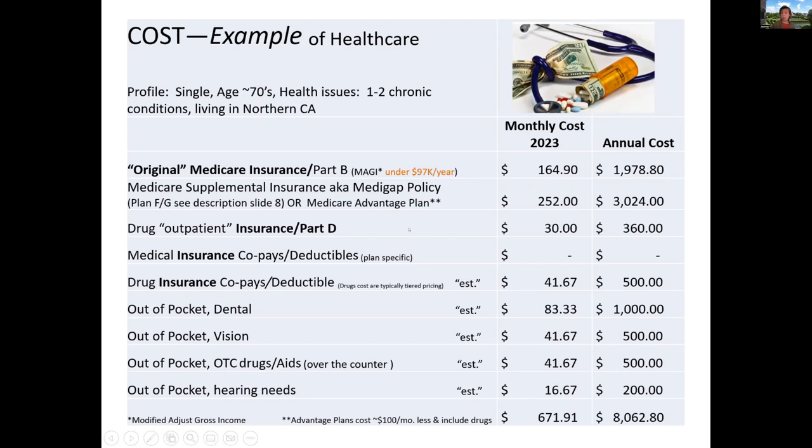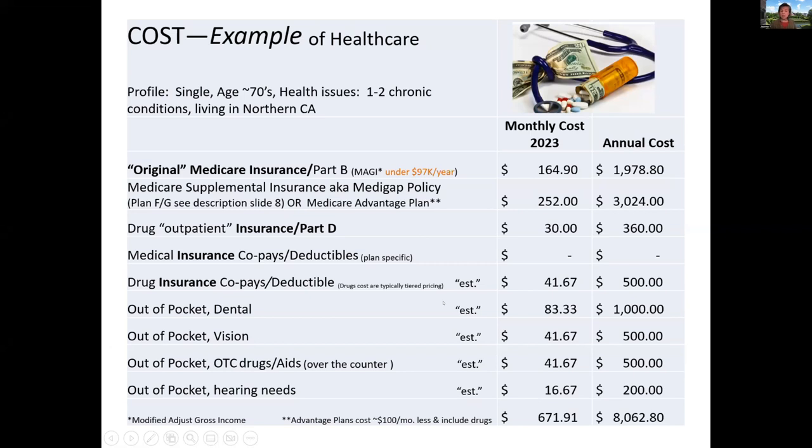My drug coverage. This is my outpatient drug coverage. I plugged in a number of $30. I have typically paid anywhere from $30 to $40 for this. I don't have any deductibles on this, on the path that I'm on. So I just plug this in here as a placeholder. Then you have drug deductibles and copays. So I plugged in about $500 for that.